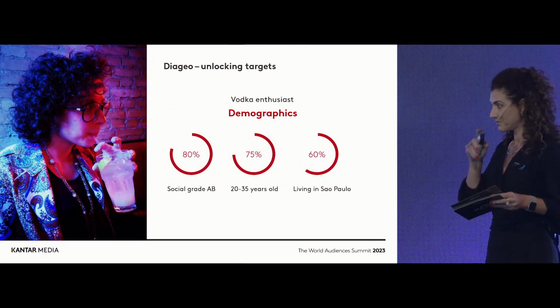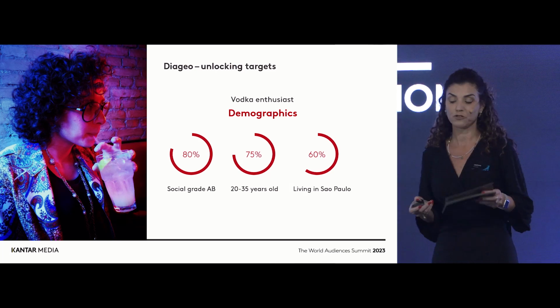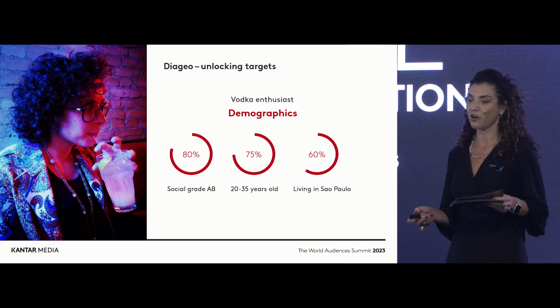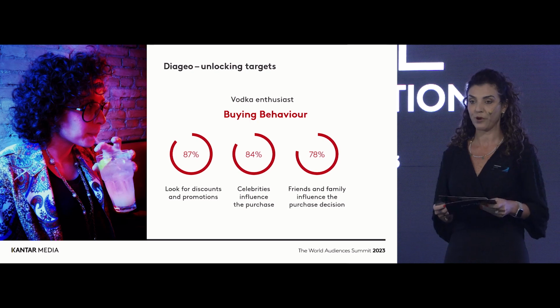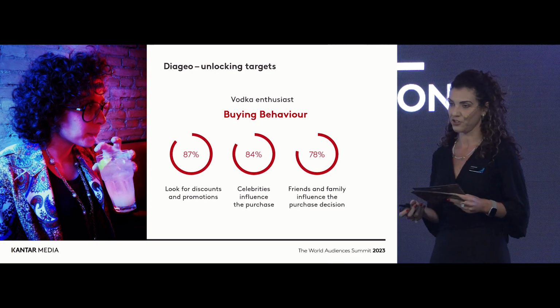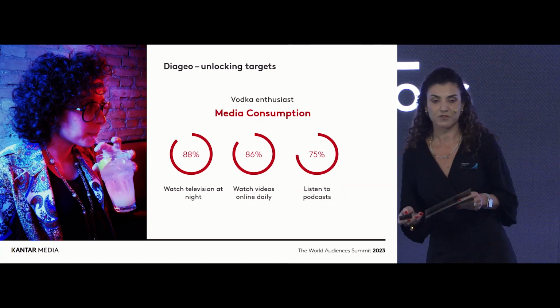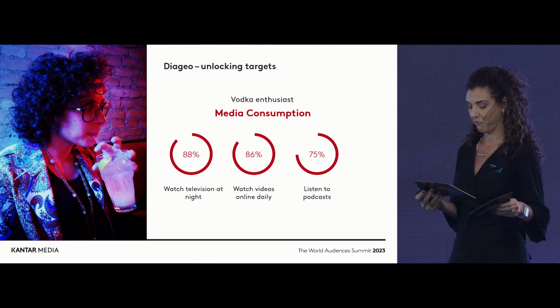After Diageo has our data enablers working on their data set, they could discover more and more demographics related, for example, to the vodka enthusiasts. They could recognize as well buying preference from vodka shoppers, and also, and more important, the media consumption for each one of the segments, as you can see on the graphs.